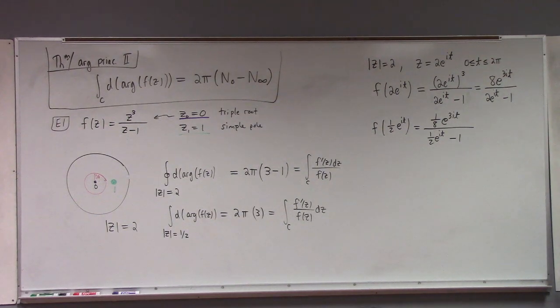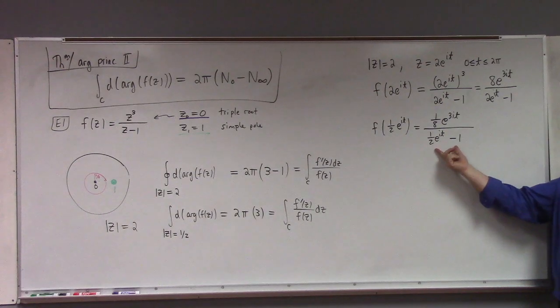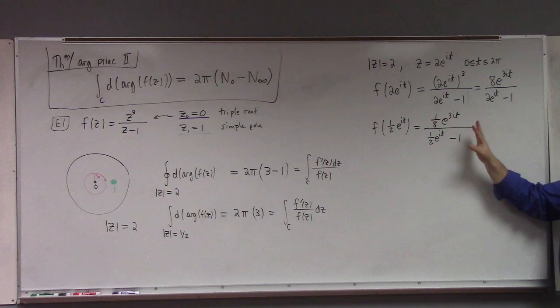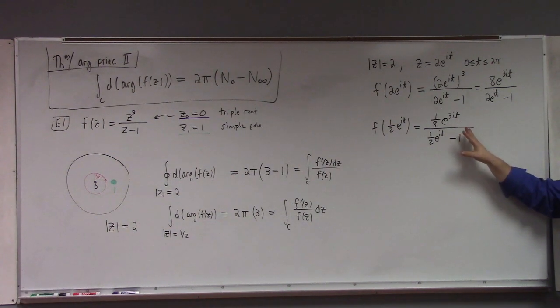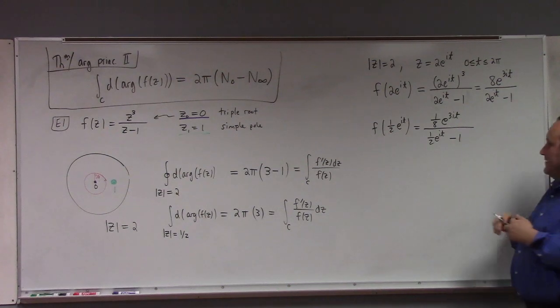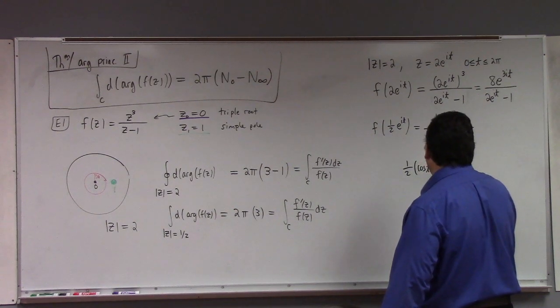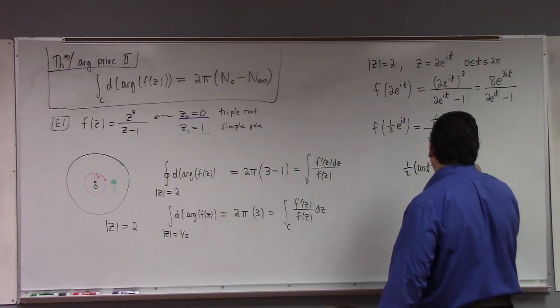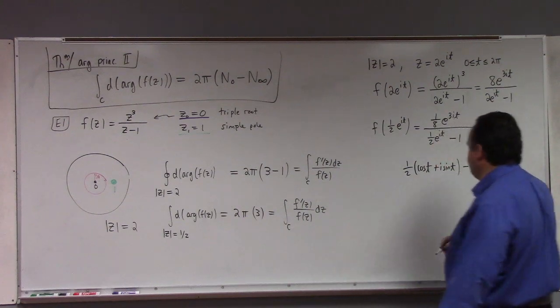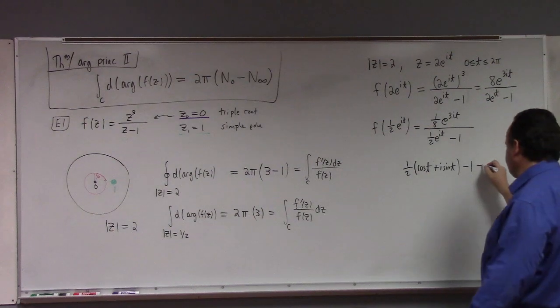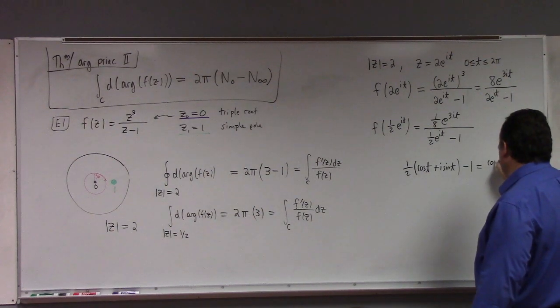So think about how this works. If you could think about graphing this for a second. If we think about the denominator, 1/2, and I'll write it out for a second here. We got cosine of t plus i sine of t minus 1, right? Think about that. You've got cosine of t over 2.